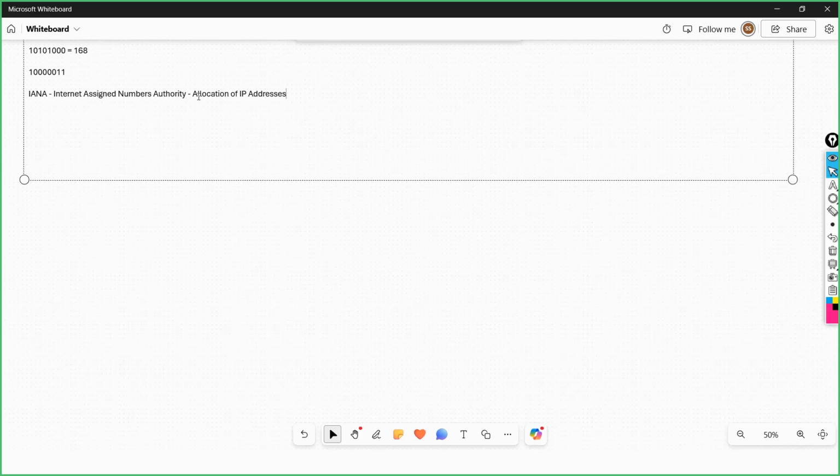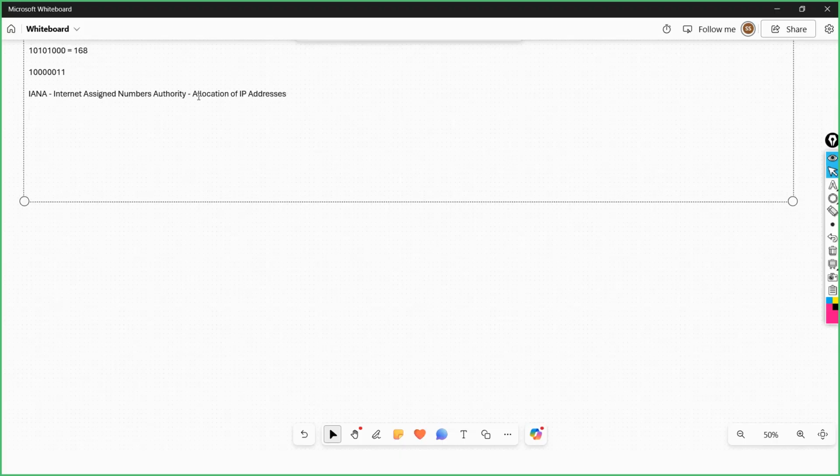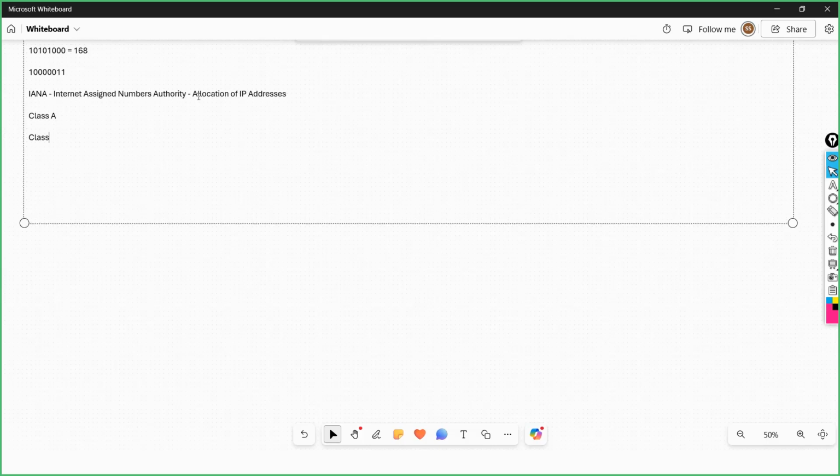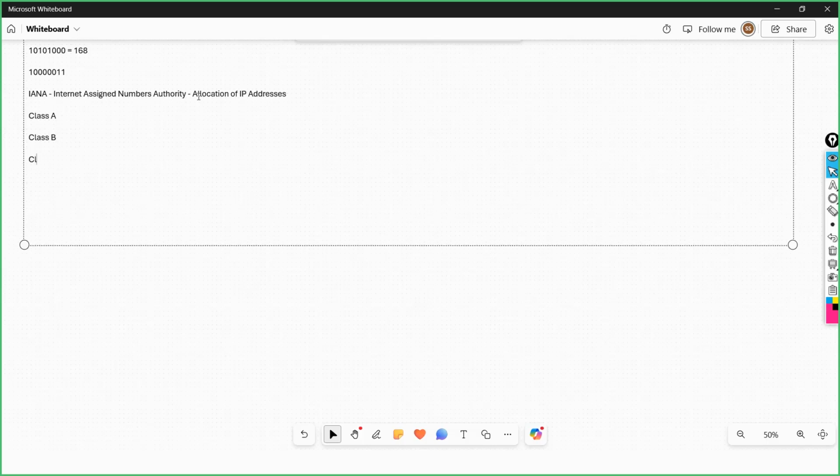Now, what they have done is, they have divided IP addresses into classes, right? Class A, Class B, and Class C are commonly used, commonly used by the end user. End user means your computer, your laptops, your mobile phone, where you are assigning the IP address. So these are the IP address ranges. It can be from Class A, Class B, or Class C.